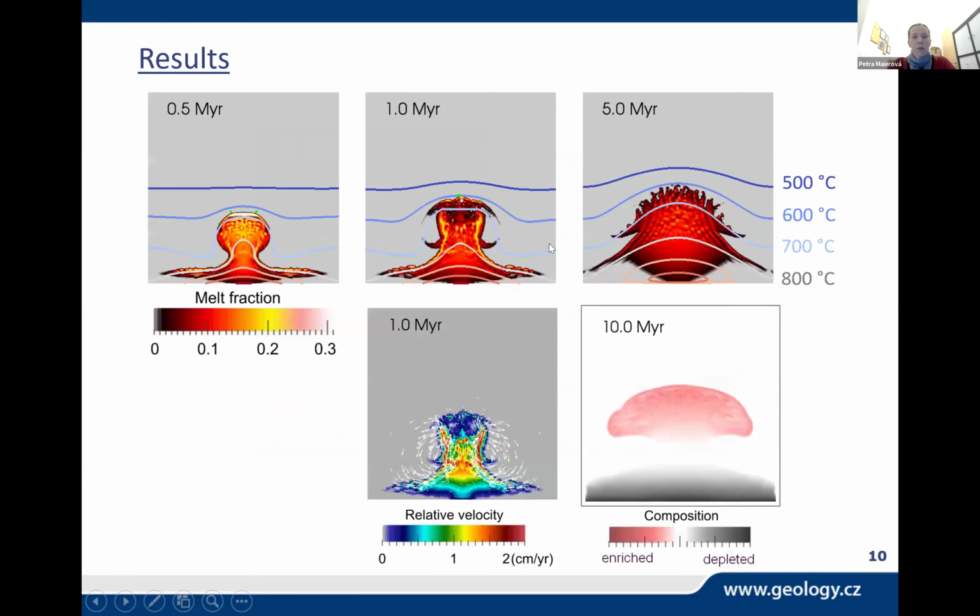Here's just a few snapshots. You can see that the melt fraction is somewhere between 10 and 15% in the partially molten domain. You can see also the velocity. So in colors, it's the relative velocity, and it's mostly less than 1 centimeter per year. Here it's a bit more, but it's a rather slow process, and it takes millions of years. So over time, you can see that the compositional variations still develop, and it has an important effect.